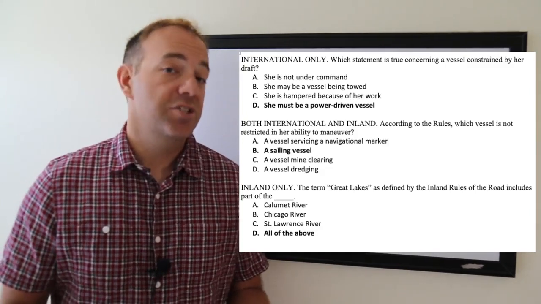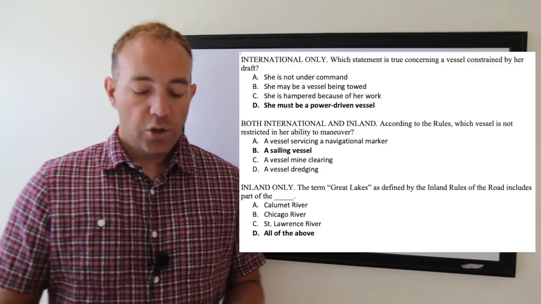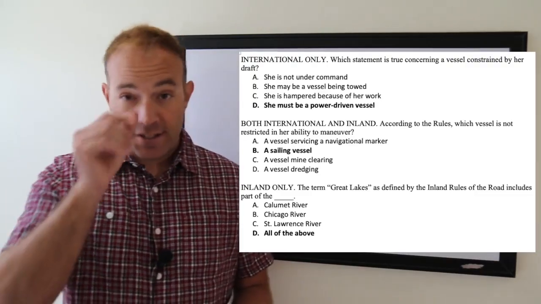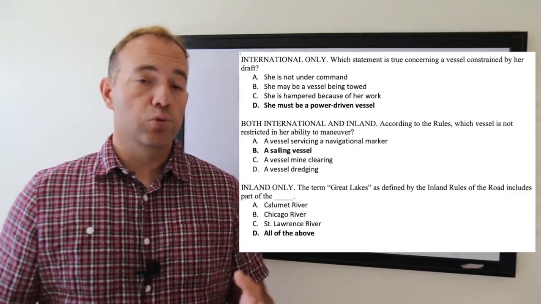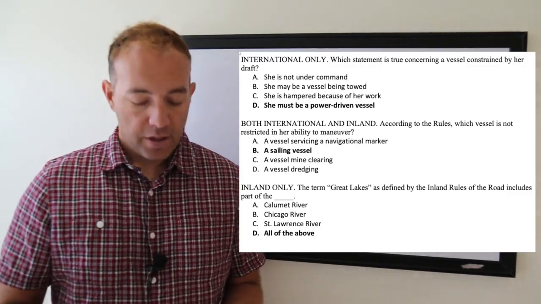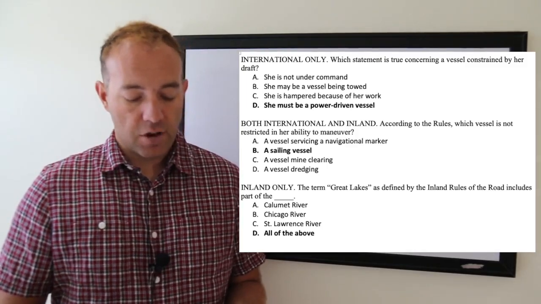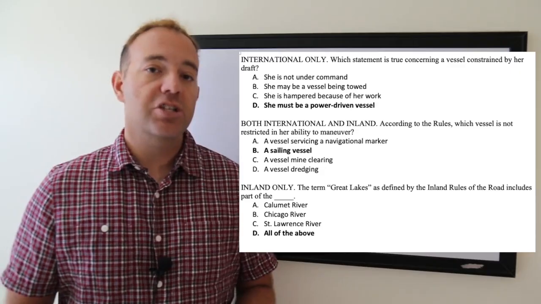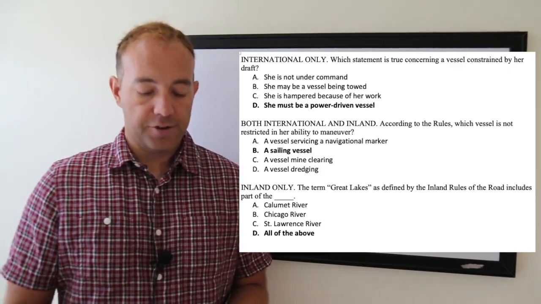International only, so pay attention to the fact that it's international only. Which statement is true concerning a vessel constrained by her draft? Well, this is a tricky one because if you read the rules regarding constrained by draft, it does have to be a power-driven vessel, right? So if you look at the other choices, those are all incorrect. Refer back to the rule itself, the constrained by draft definition. Read it carefully, you'll see it must be a power-driven vessel.